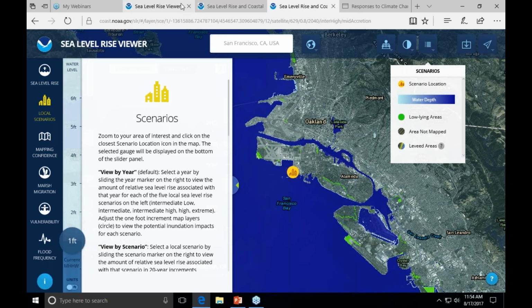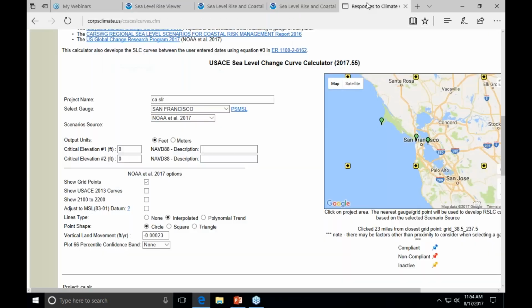Do they use their curves, or which do they use? They're all in there. It's kind of up to them which curve they use.